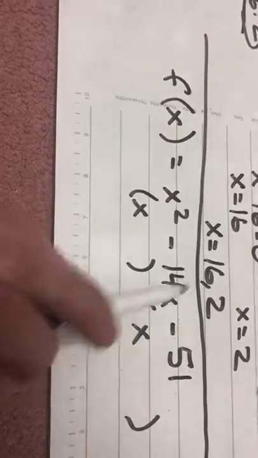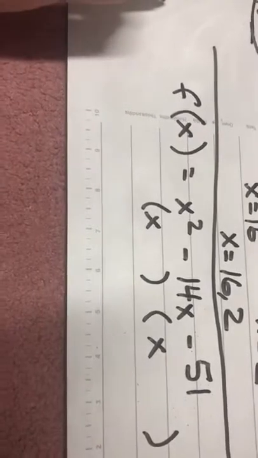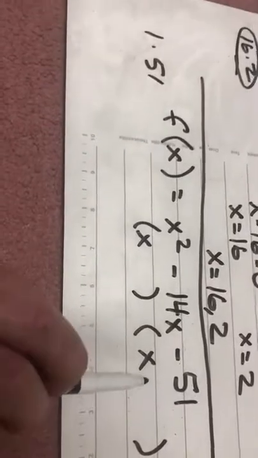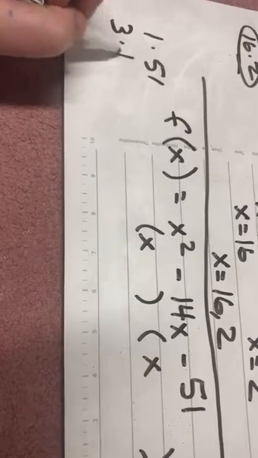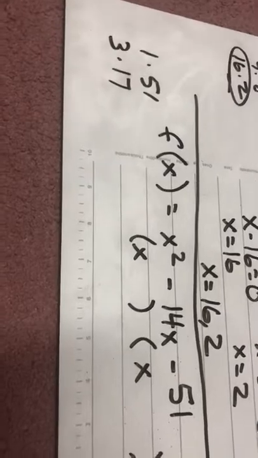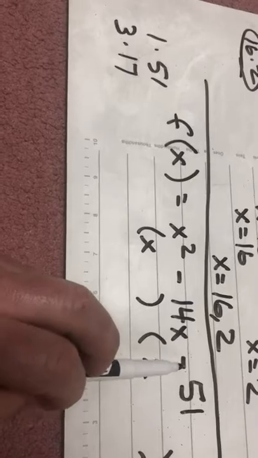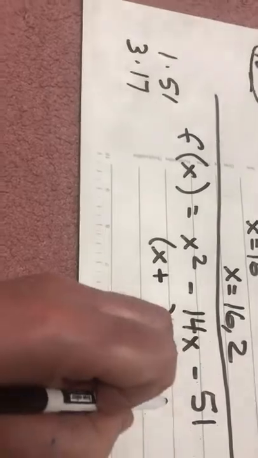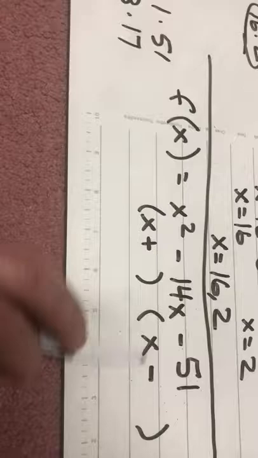So I'm thinking, well, what's going to equal negative 51? Well, it could be 1 times 51. 51's not really in my times tables, but when I do some mental math, I can see that also 3 times 17 equals 51. Now, here's the catch that you have to think of. The product has to be a negative 51. To get a negative answer when you're multiplying, remember, one of the numbers has to be positive and the other one has to be negative.